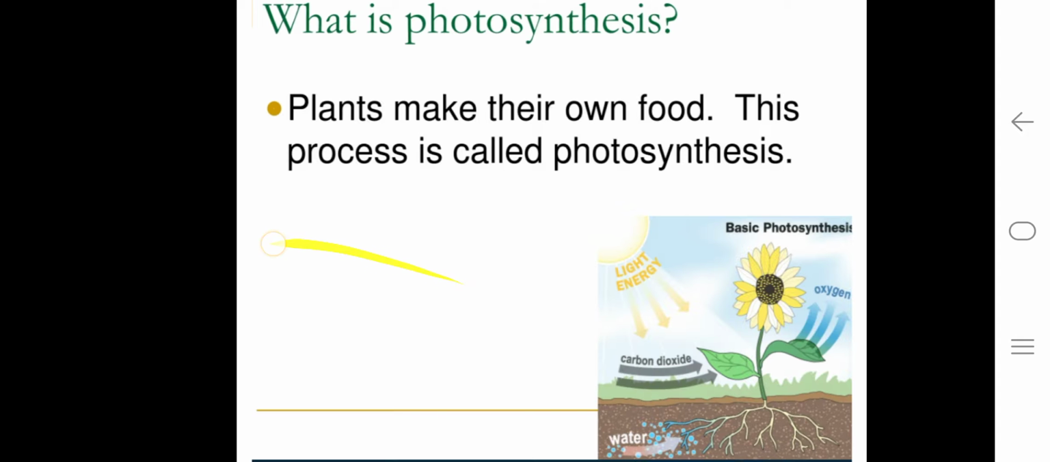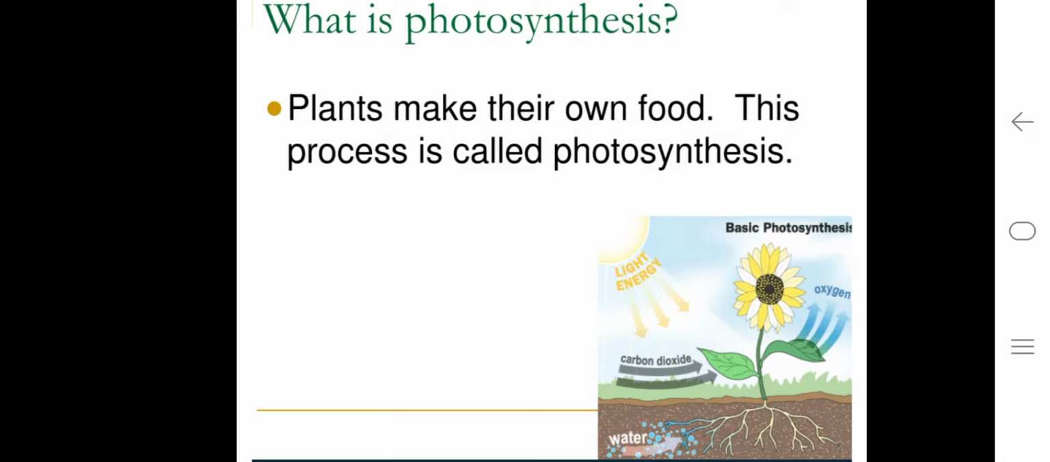Today, I'll be starting a new chapter, that is transport of water and minerals and food in plants. So, to begin with the lesson, let us start with photosynthesis. Let us understand what photosynthesis is.